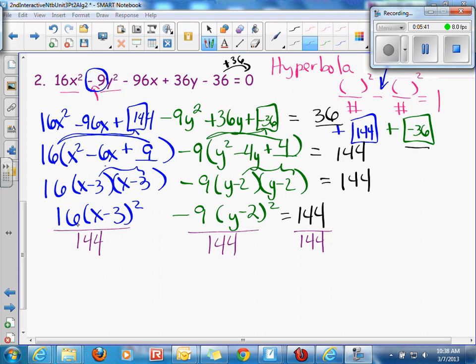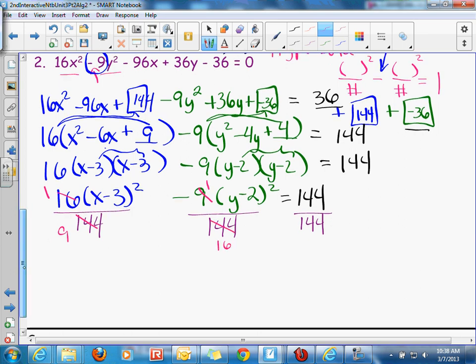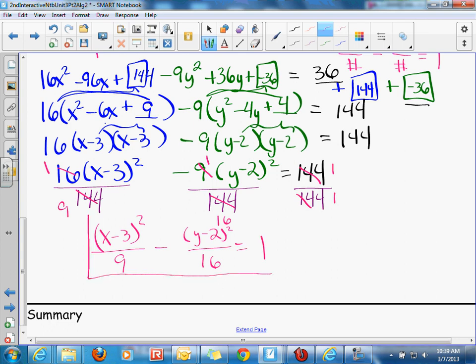So simplifying our fractions here, 16 over 144 reduces to 1 over 9. 9 over 144, and consider the negative to be out in the front here, but the 9 and the 144 reduces to 1 and 16. And then the 144 over 144, 1 over 1. So to write my final answer, it's x minus 3 in parentheses squared over 9 minus y minus 2 parentheses squared over 16 equals 1. So here's my hyperbola equation.